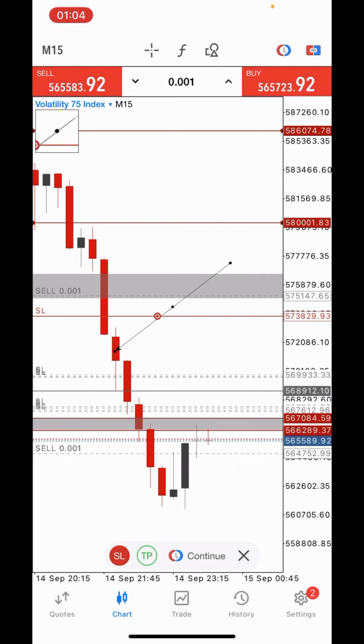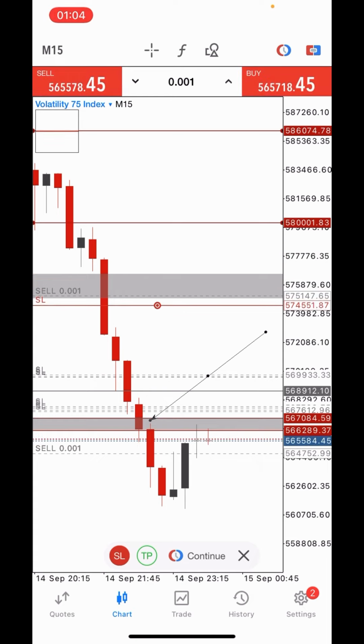So that's for you to know that whenever price gets to any support level, there's always going to be a reaction. So you always want to make sure you give price the breathing space to play around in order to continue the new move. So the first thing you want to do is what? You drag your stop loss like this.